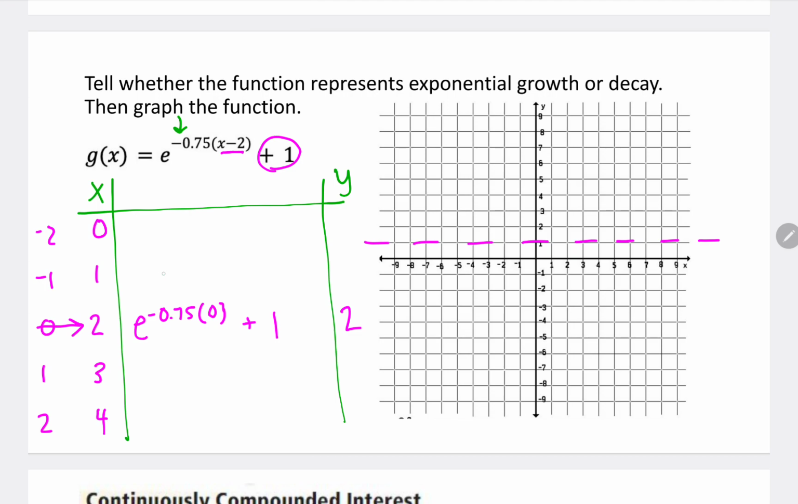So that means when I plug in a positive 1, my exponent is going to be -0.75 times -1, or positive 0.75 as that exponent. When I plug in a 0, I'm going to have -0.75 times -2, and so on and so forth. So let's pause again and try to find those values.